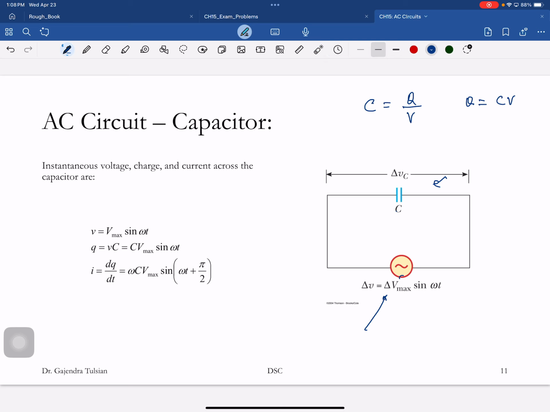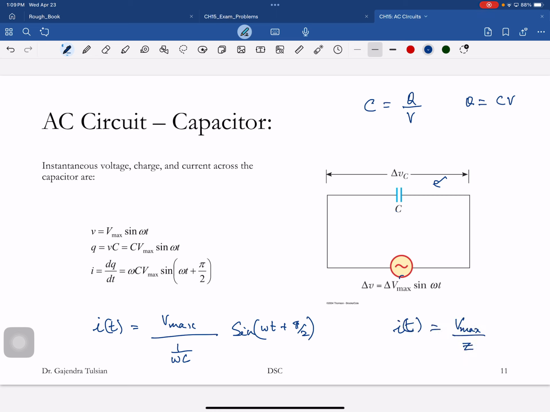All right, so I'm going to write I(t) as V max over 1 over omega C, sine of omega t plus pi by 2. And we're going to compare this to the general expression, I(t) equal to V max over Z, sine of omega t minus phi, the defining equation. So what is Z for this circuit? One over omega C. Very good.